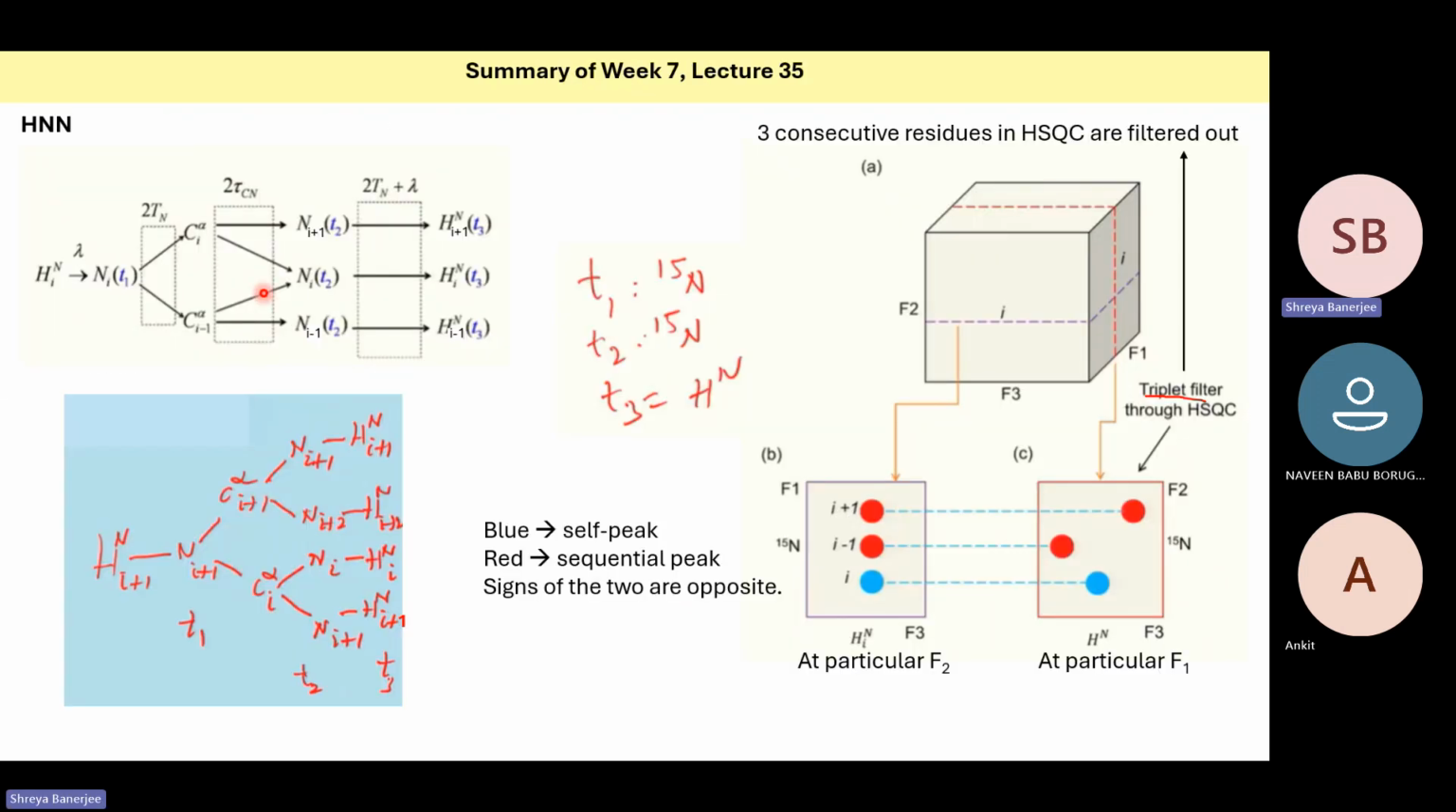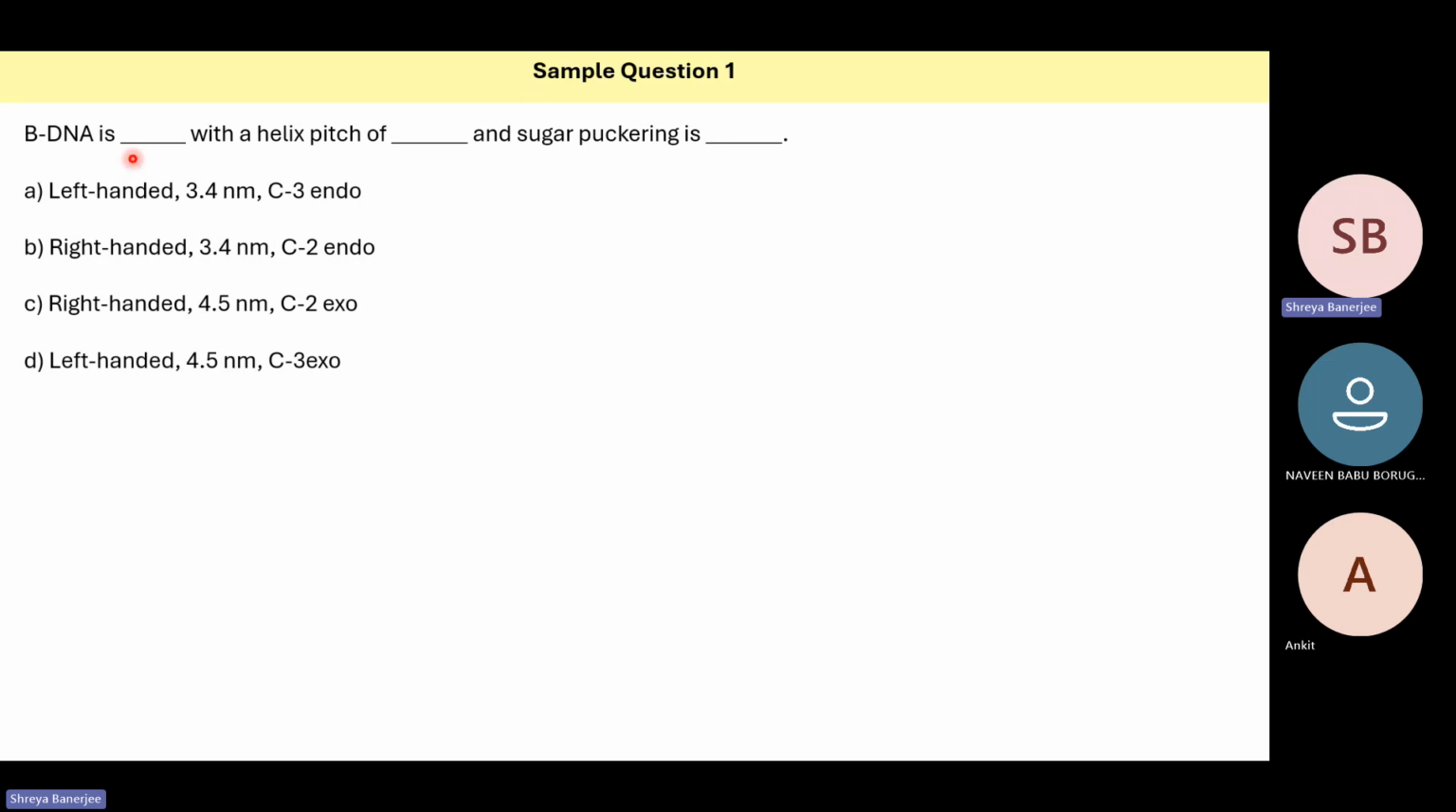Now we'll quickly go through some of the assignment of week 6. We have covered the summary of all the videos of week 7, so now we'll go into the week 6 assignment. One question was: B-DNA is what? Left-handed or right-handed, with a helix pitch of how much, and sugar puckering is what?